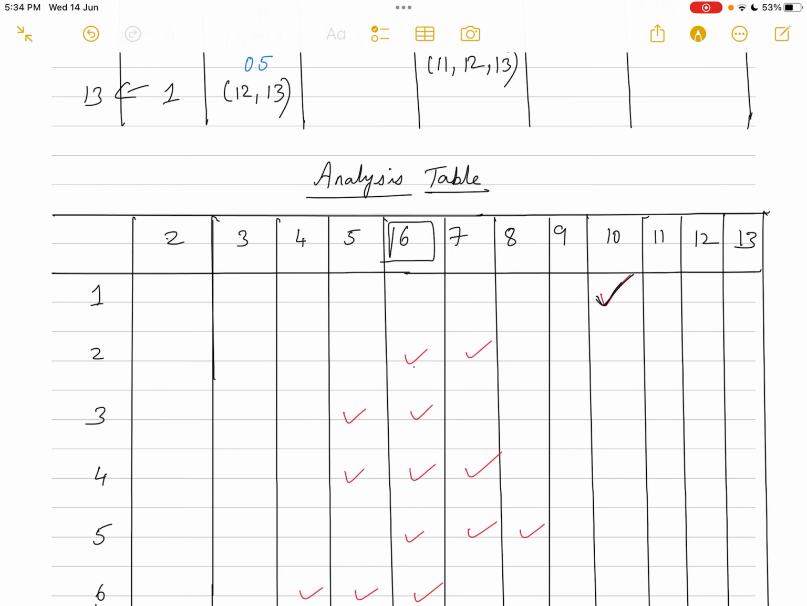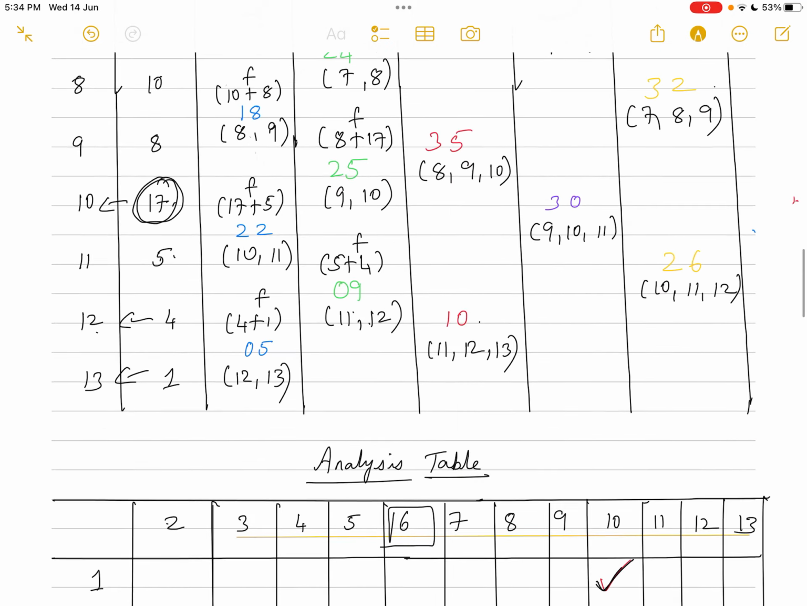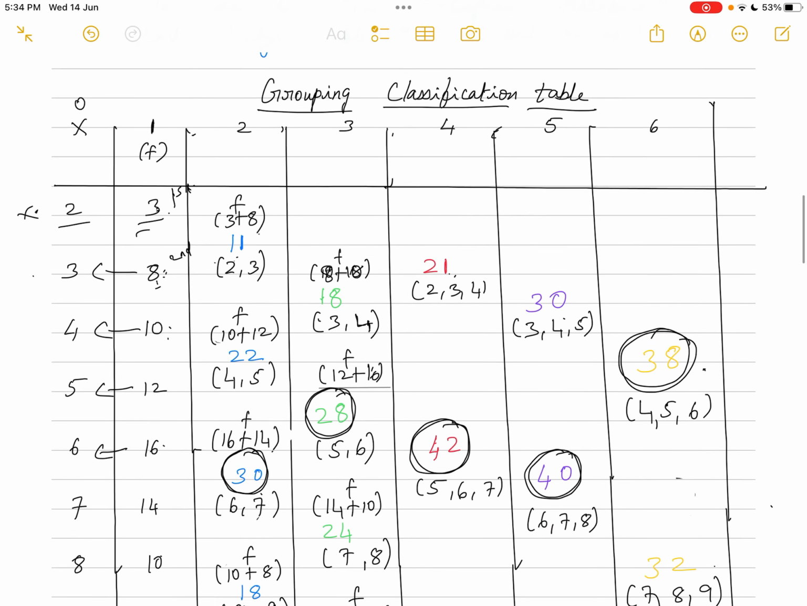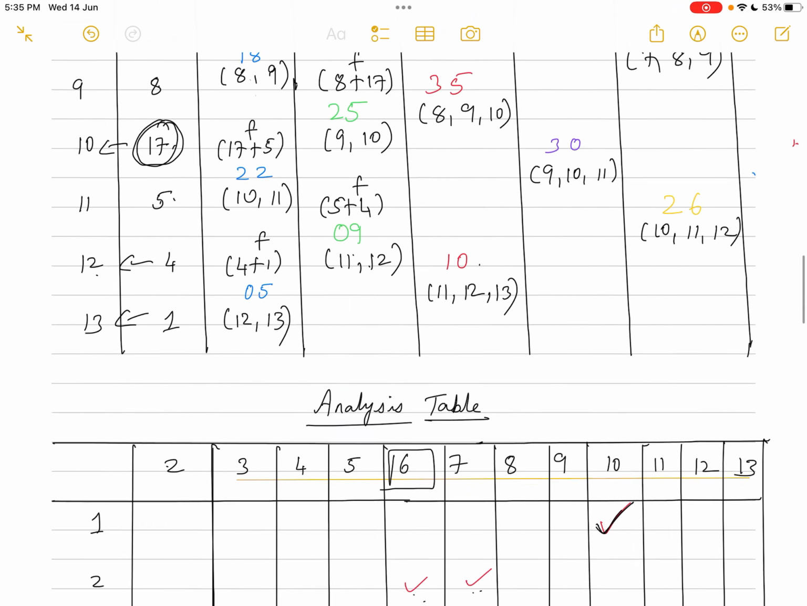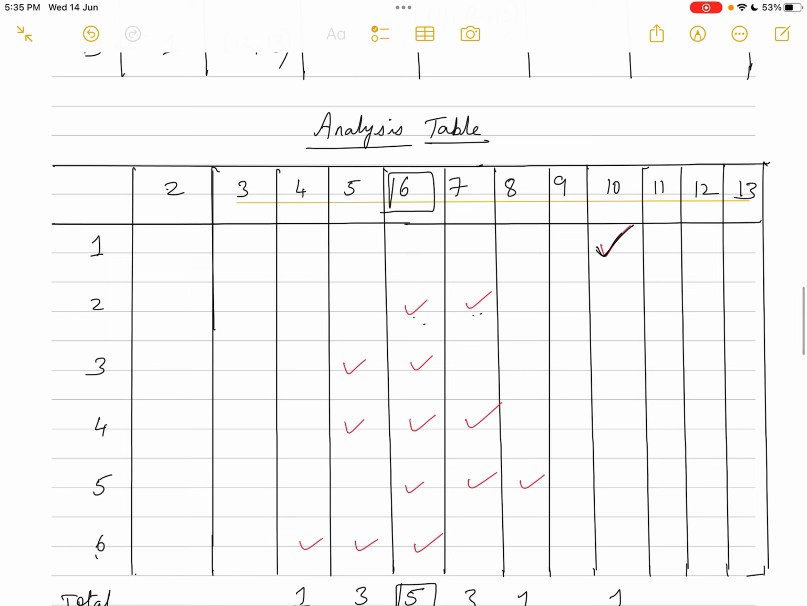Okay, so 6 and 7, you mark the highest, put a tick mark there. Like that, in column 3 we have found out that 28 is the highest. So 28 is the highest against 5 and 6. So in the analysis table, you put a tick mark against 5 and 6.